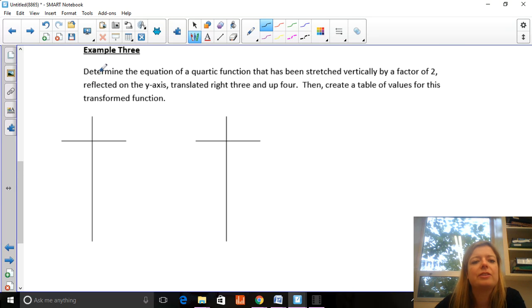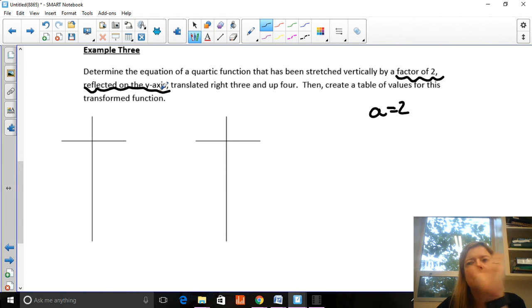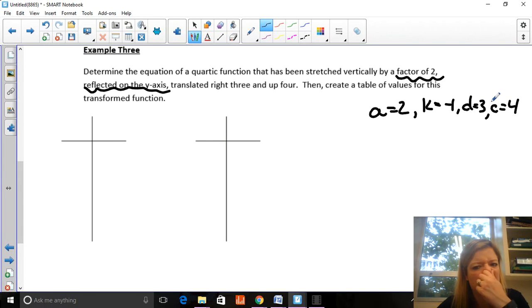Okay. Determine the equation of a quartic function that has been stretched vertically by a factor of 2. So that means our a value is 2. Reflected on the y-axis. So that's this way, that's horizontal. So that means k is equal to negative 1. Translated right 3. So our d value is 3 and up 4. So our c value is 4.